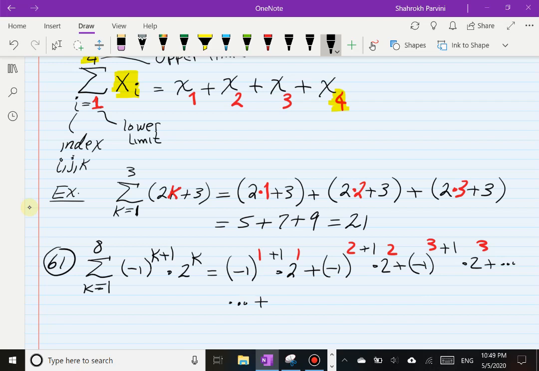The 8th one. It's going to be negative 1 to the 8 times 2 to the 8, right? 8 plus 1. Oh, sorry, it's not plus one. It's just k plus one. Let me backtrack here. Okay, so it's going to be negative 1, k is 8, so it's going to be 8 plus 1, times 2 to the k. k is 8. There, that's what it's going to be.